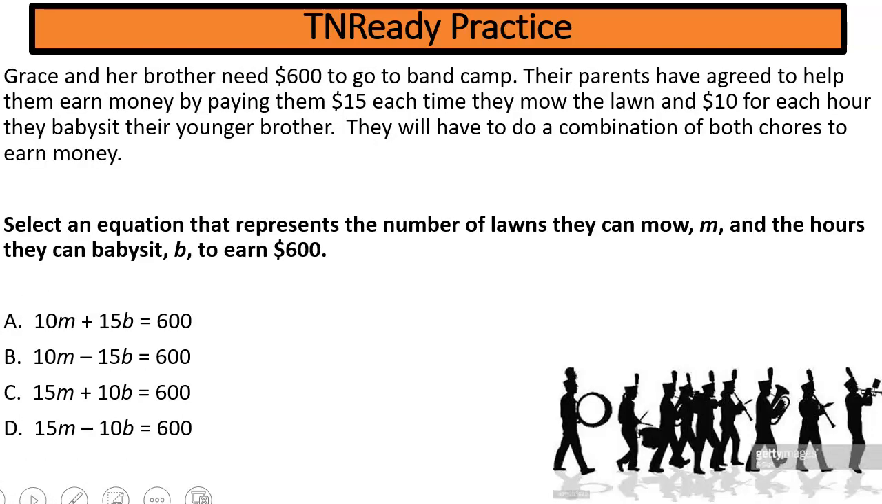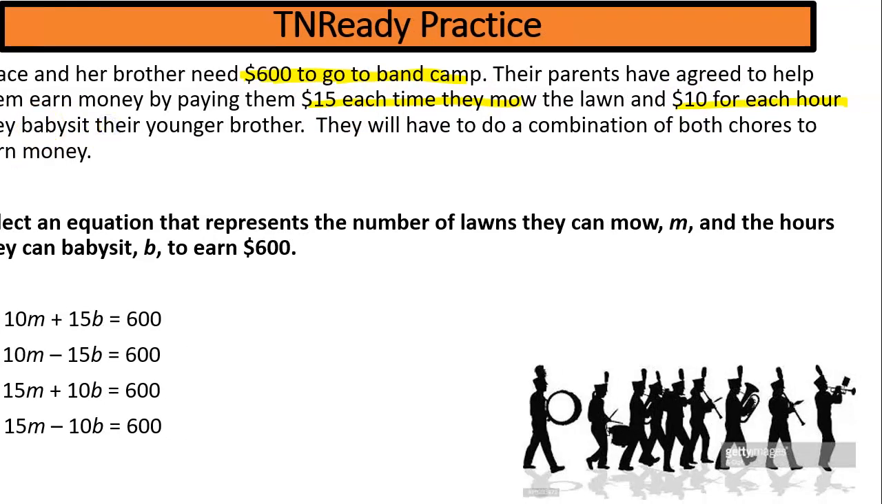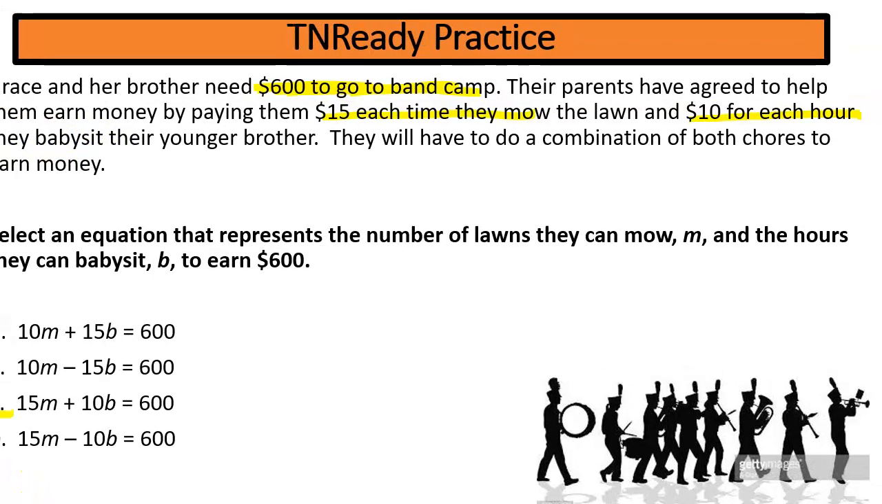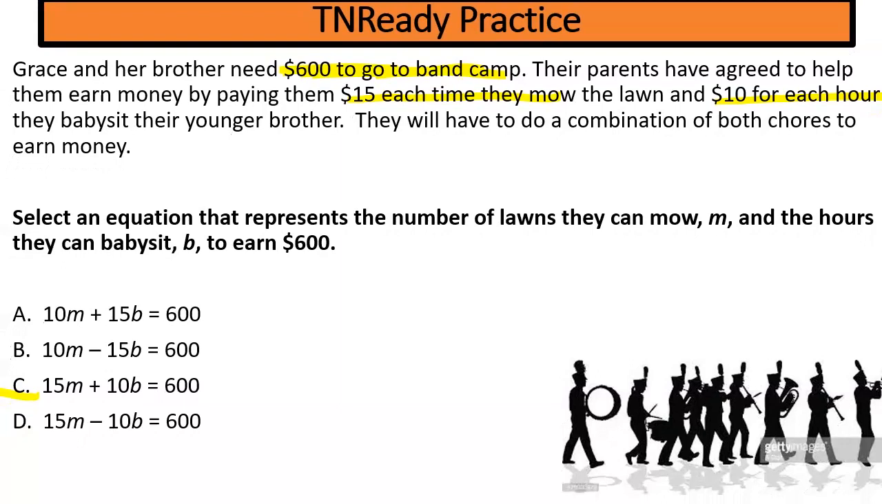So we're right here. Grace and her brother need $600 to go to band camp. Their parents have agreed to help them earn money by paying them $15 each time they mow and $10 for each hour they babysit their younger brother. They will have to do a combination of both chores to earn money. Select an equation that represents the number of lawns they can mow, M, and the hours they can babysit, B, to earn $600. So we would need to ask ourselves, what number goes with mowing?